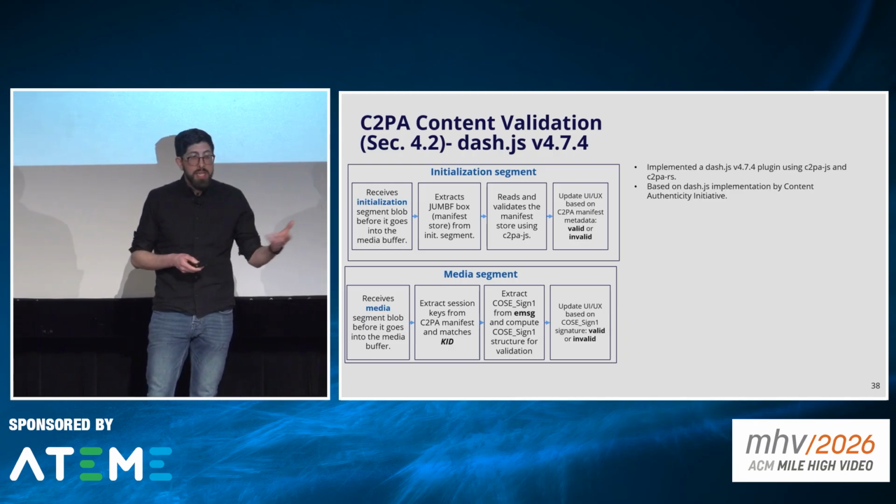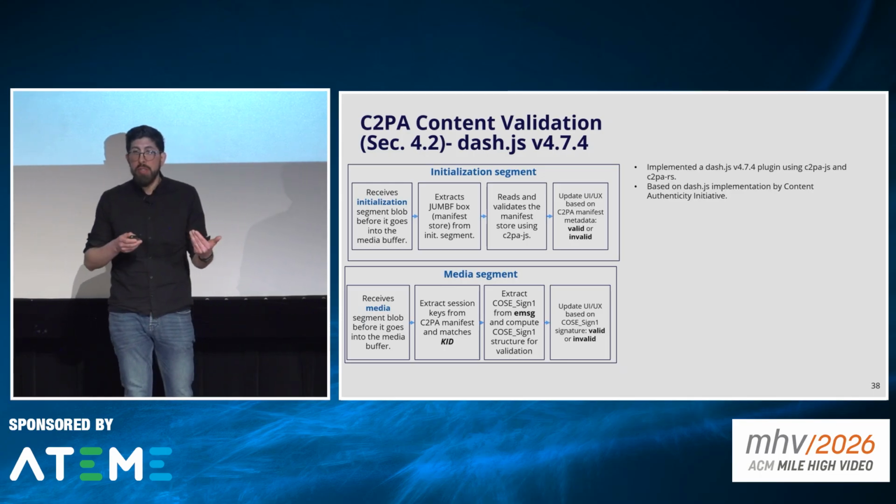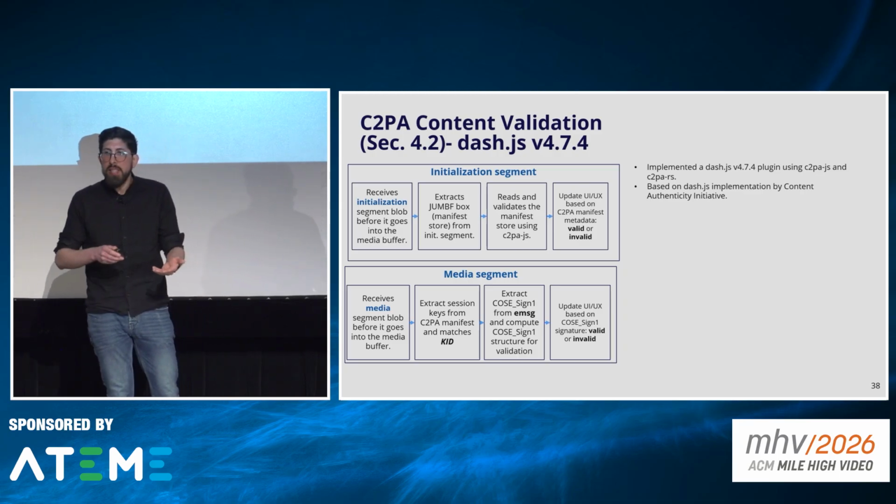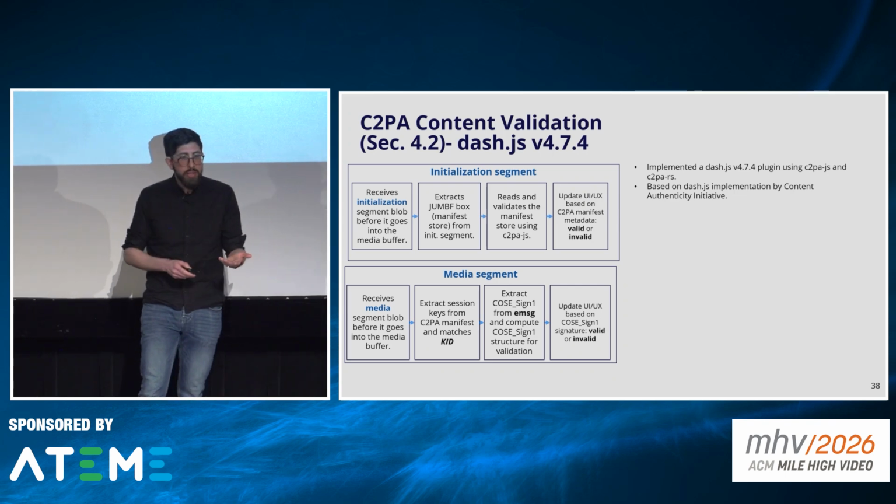So we receive the media segment from the origin or the cache from the CDN. Then we correlate the key ID that was used by the packager to generate the COSE signature, compute the COSE signature, and validate whether that segment has been altered or not.